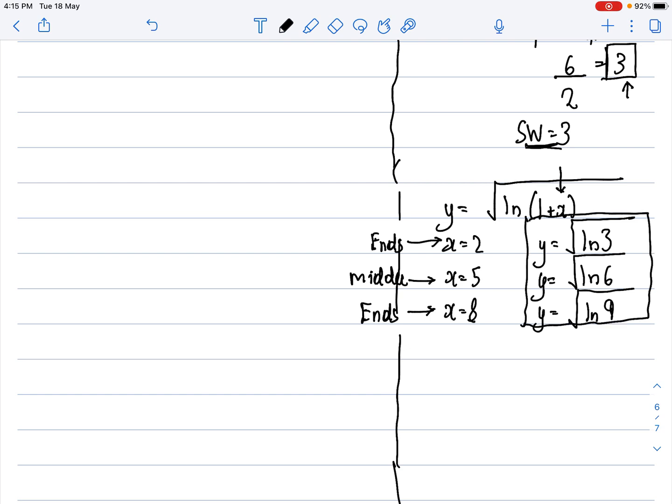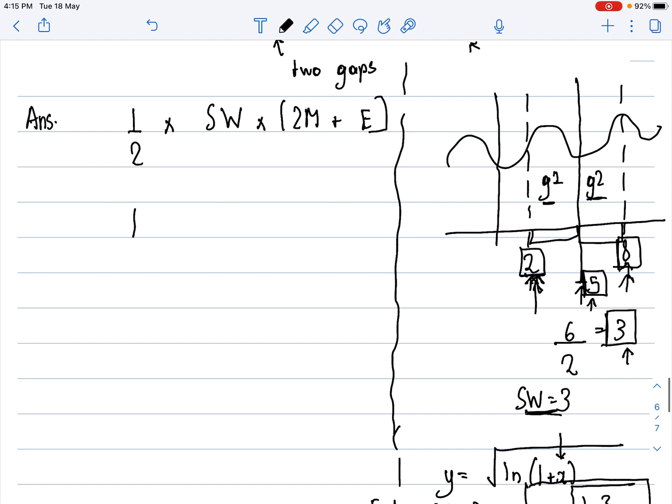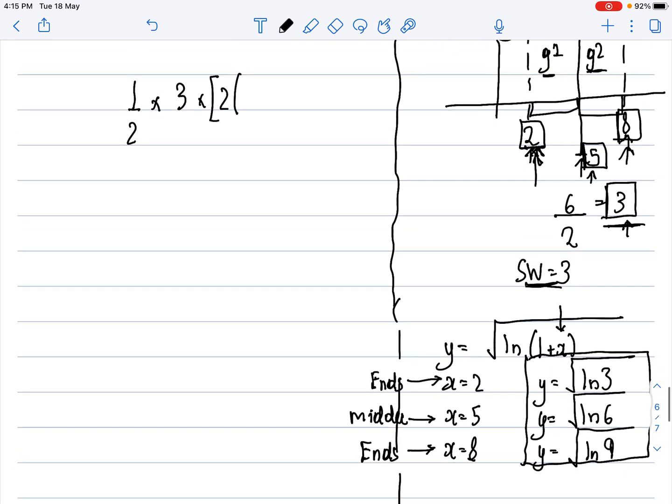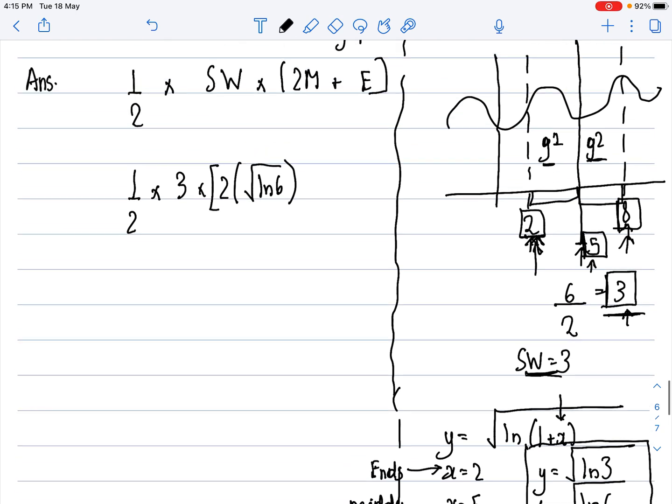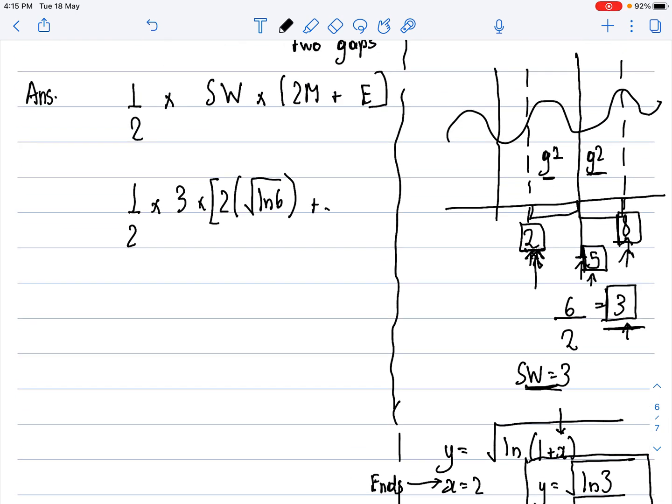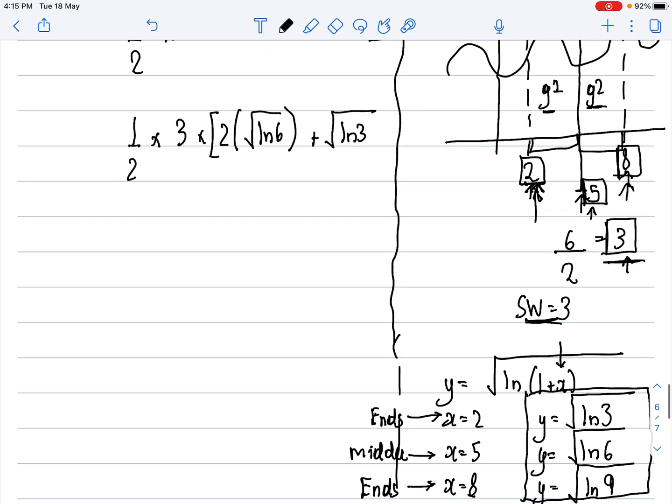Y values are important. So now if I go back to my formula, I have half into the strip width we calculated, which is 3, into the twice of middles. I know my middle is simply root of ln 6, sorry, not ln x. Okay, plus the ends, which is basically root of ln 3 plus the root of ln 9. Okay, this is what I have. So I can simply solve this on the calc.